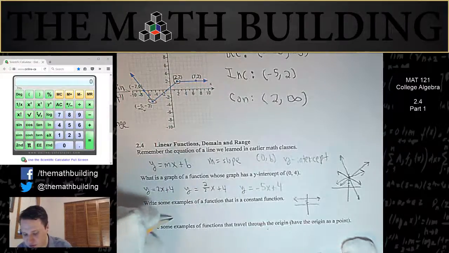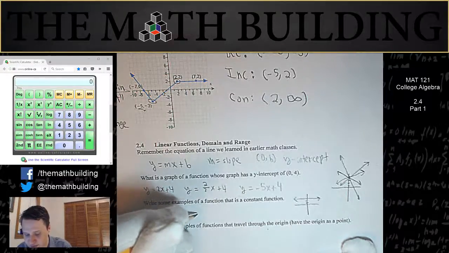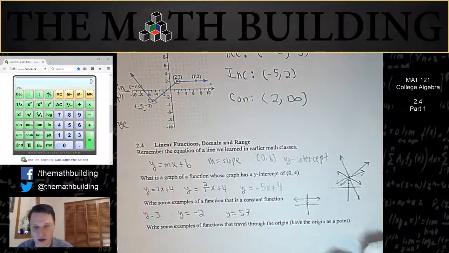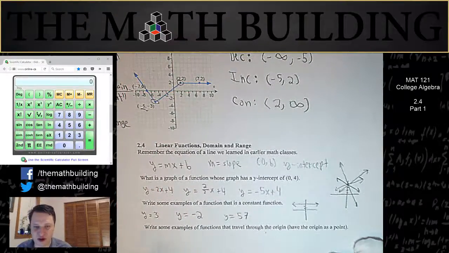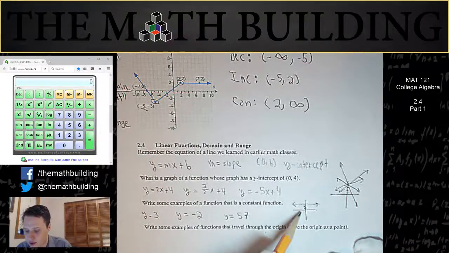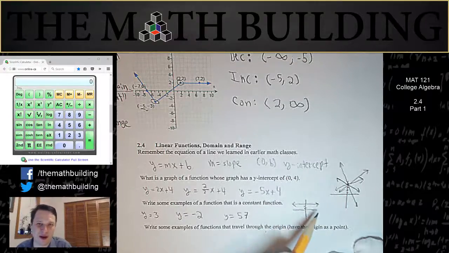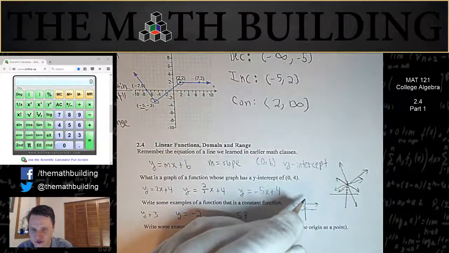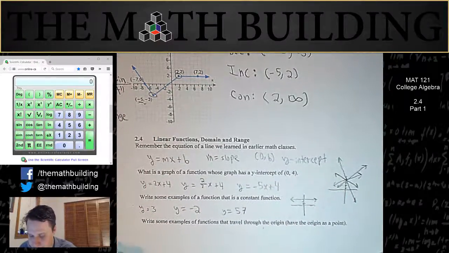Another example of a horizontal line would be y equals negative 2, or y equals 57. If it's a horizontal constant function, that means y just equals the constant number, and you'll notice that every value in our domain is getting mapped to the same output. So that's what a constant function is, and it is a function because it passes the vertical line test.